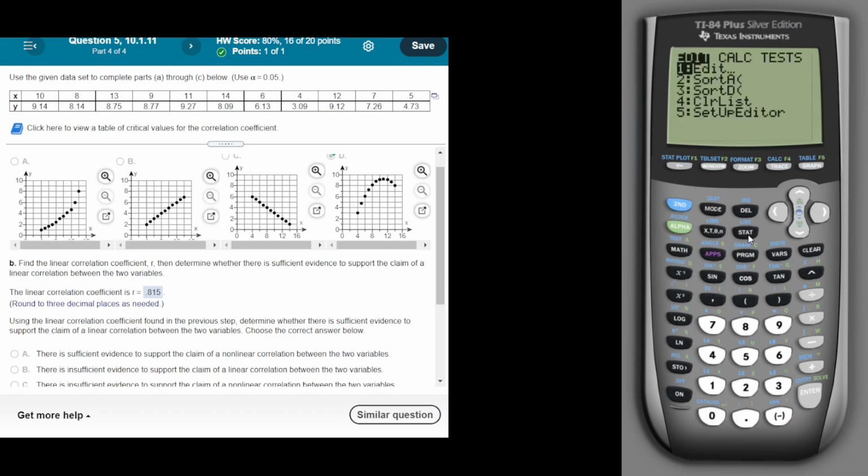You can just go to stats, go to edit, and whatever list you put in for L1 and L2, once you put them all in, you hit graph, and there's your graph. And you can use this for the remainder of your exam and for the remainder of your course, as long as you don't change those settings. Okay. But anyway, you always want to adjust your window based on the graph you see here.